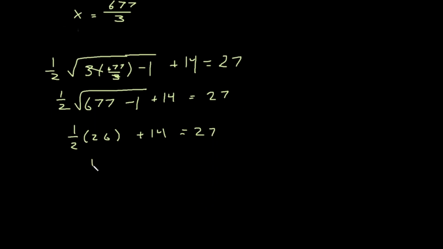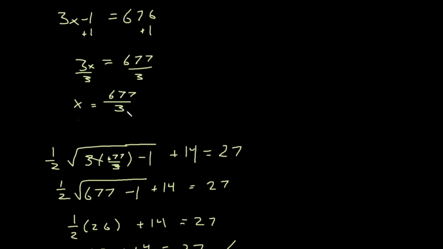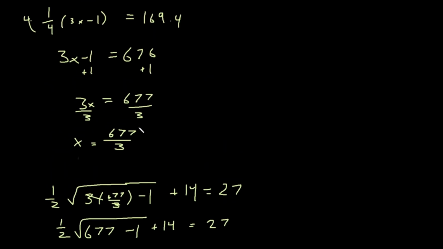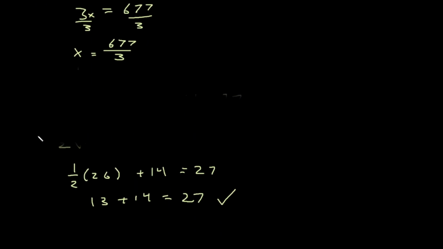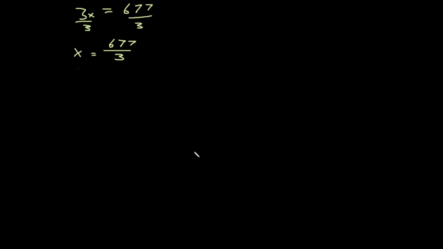Now half of 26 is 13. 13 plus 14 is equal to 27. And if you check that, that checks out. So it means 677 over 3 is a valid answer. Now, before we box this out, let me show you the other way to do this.